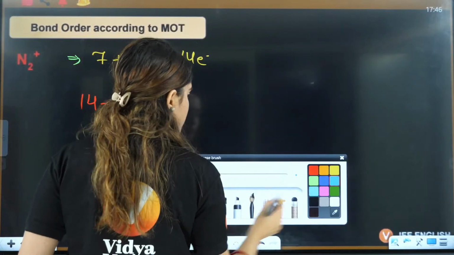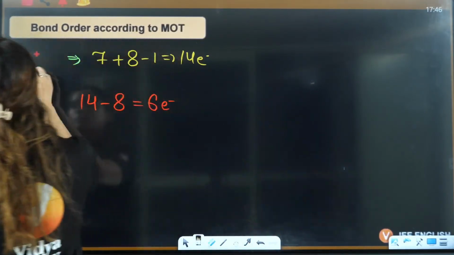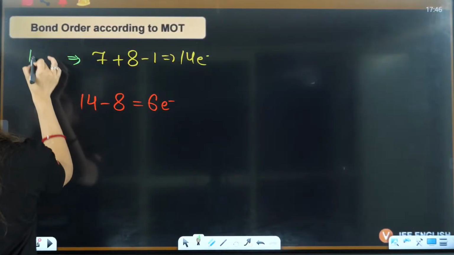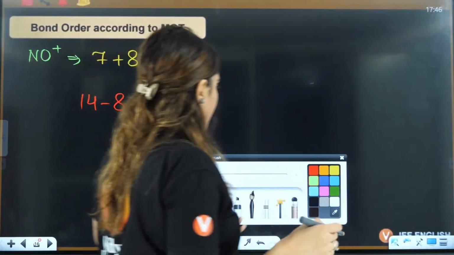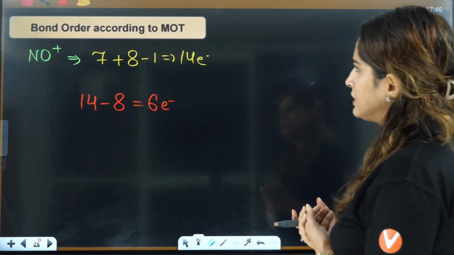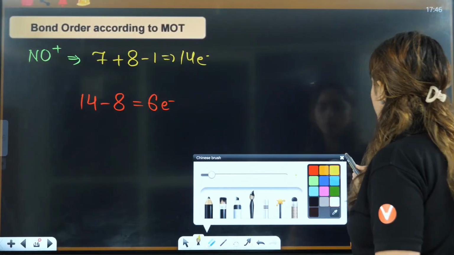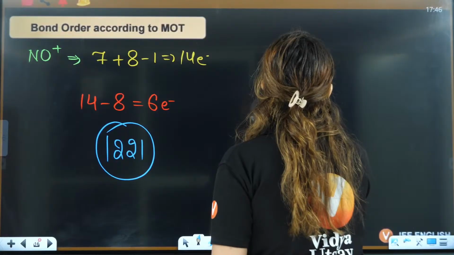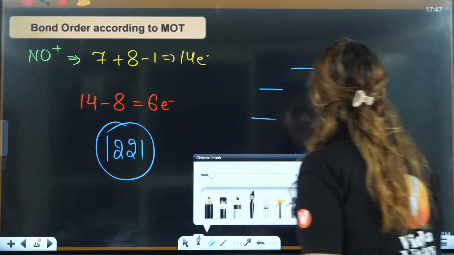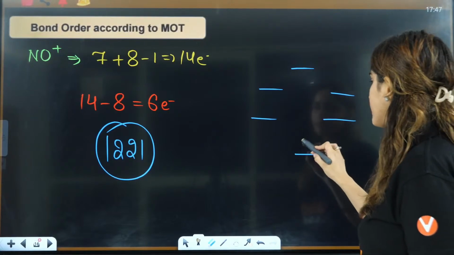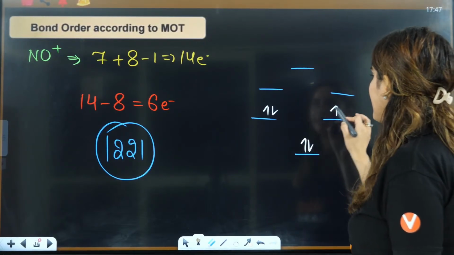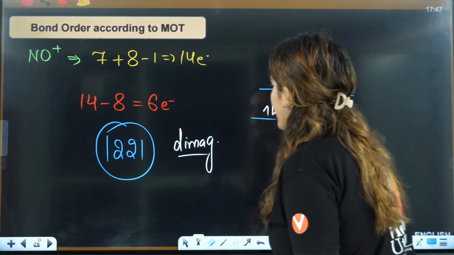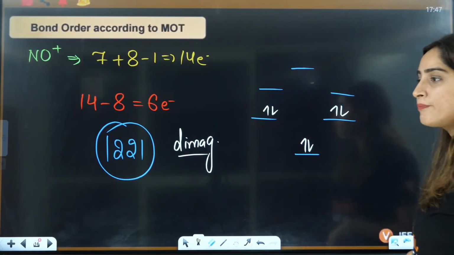NO positive, right? Yes. Now you will use 1, 2, 2, 1. That will be 1, 2, 2, 1. Number of electrons, how will you fill? 6 electrons here. 1, 2, 3, 4, 5, 6. That means this is going to be diamagnetic. Diamagnetic with how many unpaired electrons?